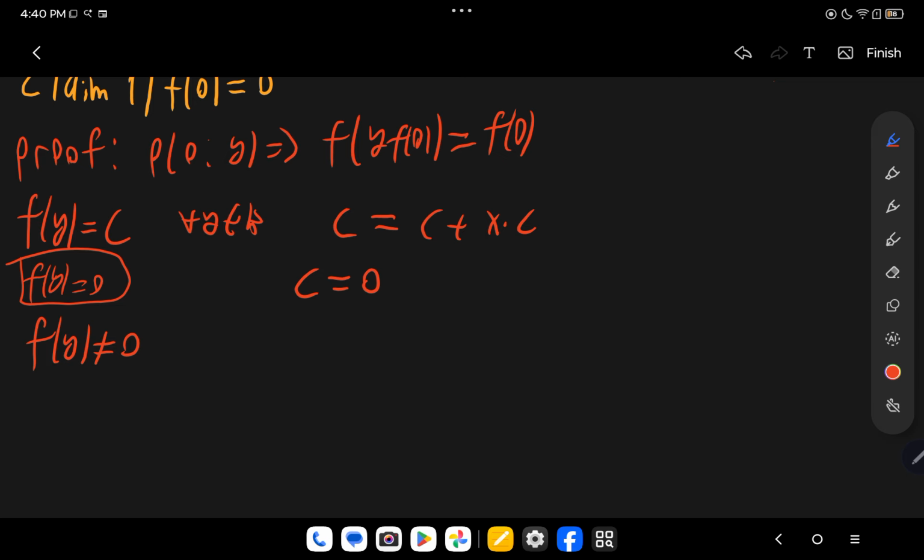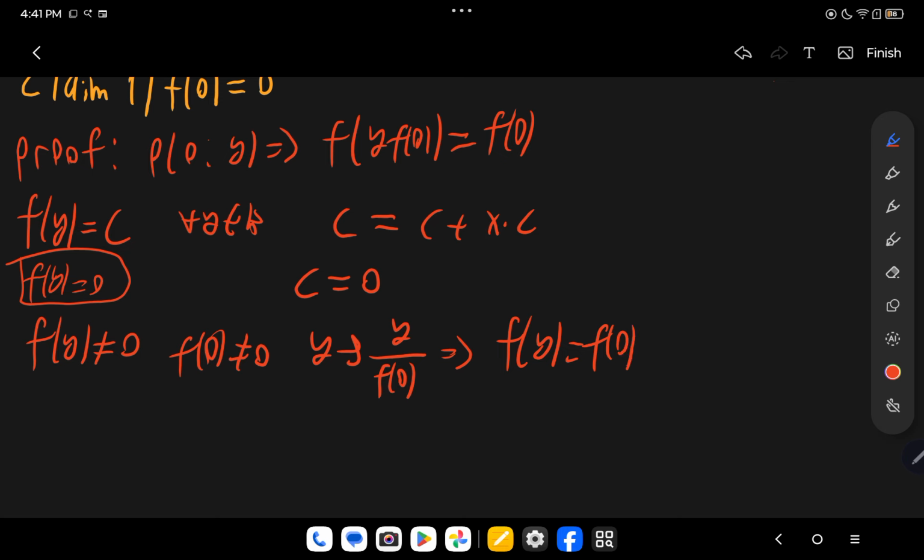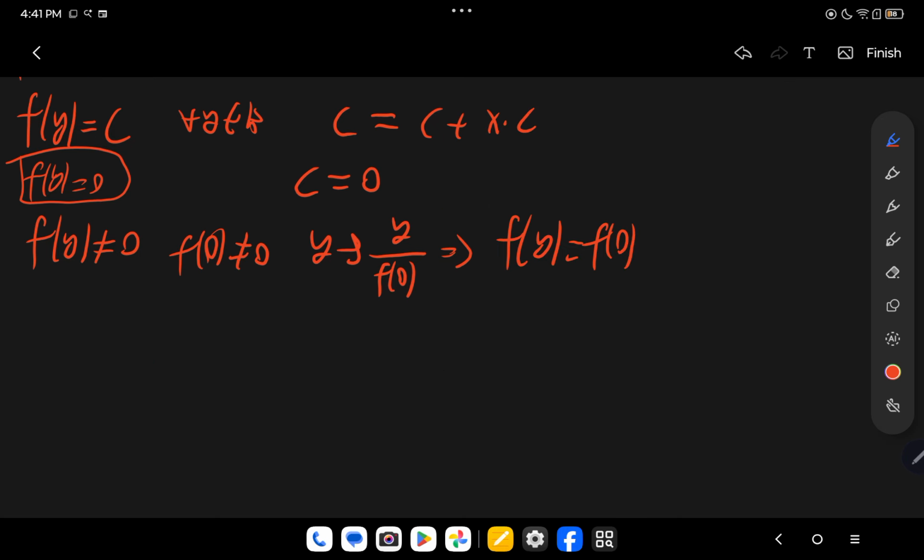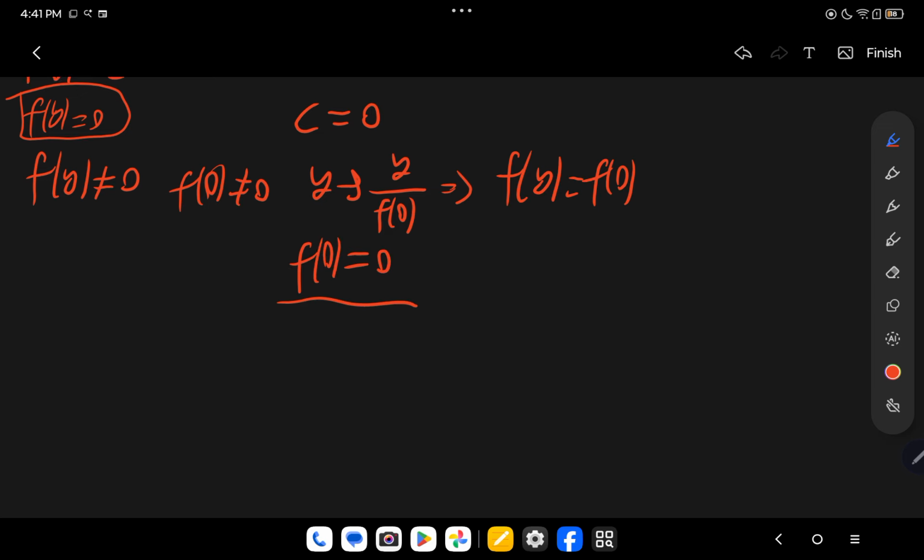Also, if f(0) is not 0, so against our claim, then we can replace y with y divided by f(0), and we will get f(y) equals f(0), which is against our assumption. So we will get that f(0) must be equal to 0.